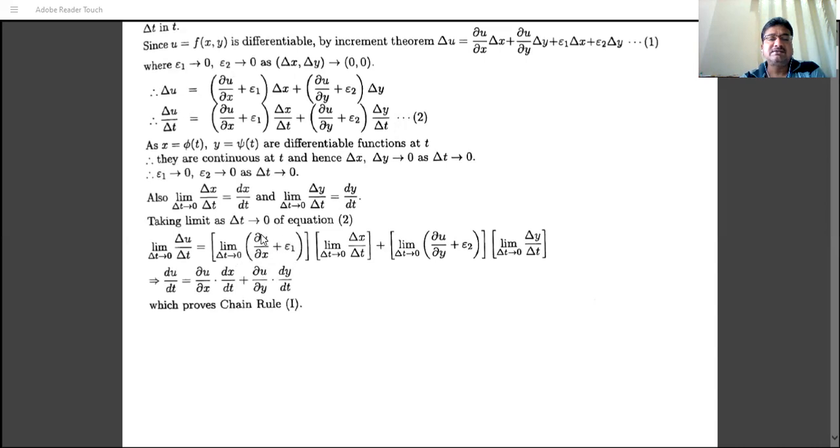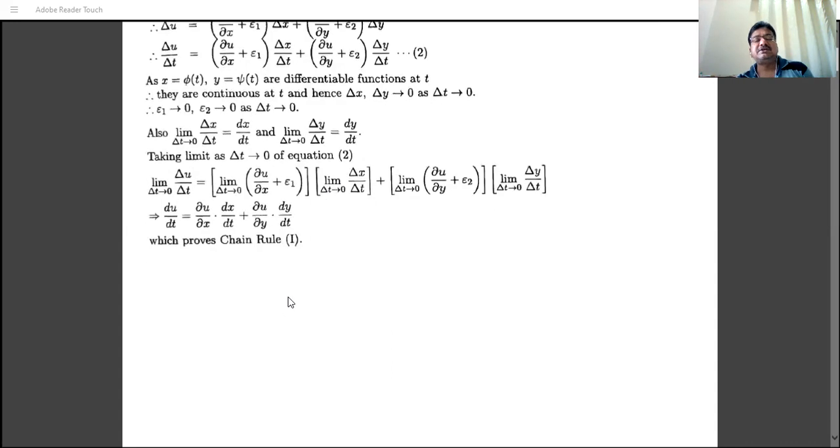So the answer of this limit is dou u by dou x, and the limit as delta t tends to 0 of delta x by delta t is dx by dt. So we have this term. Plus, similarly, dou u by dou y, its limit is itself, and the limit of epsilon 2 is 0. So the limit of this bracket is dou u by dou y into the limit of delta y by delta t, which is dy by dt, by using the definition of derivative. And this is the first chain rule, which proves chain rule number 1.